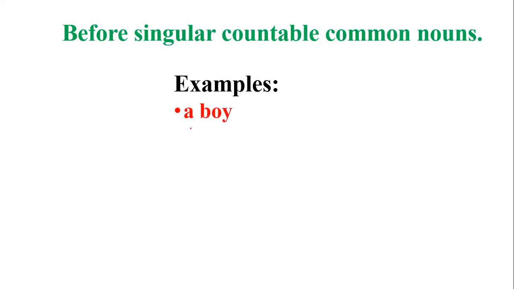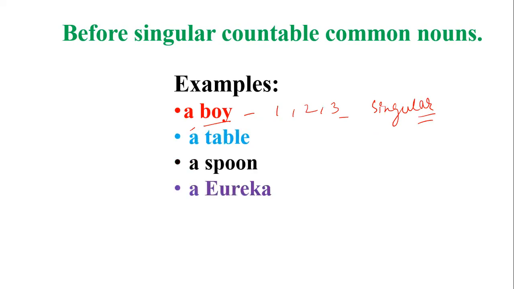Now you can see here, a boy. We can count boy: one boy, two boys, three boys. That means we can cardinally count 1, 2, 3, 4, and such countable nouns are only singular. Only singular number countable nouns. Before that, we can use determiner A. Then there is a table, a spoon.